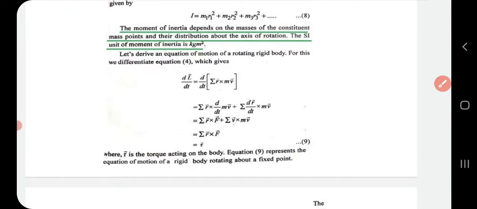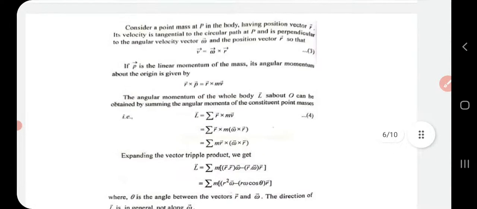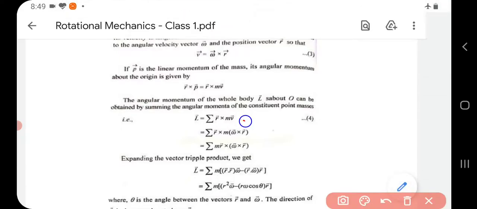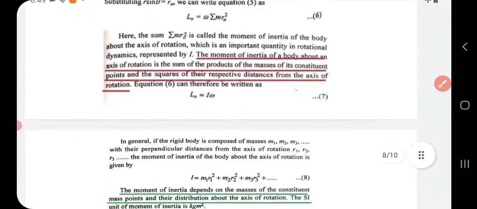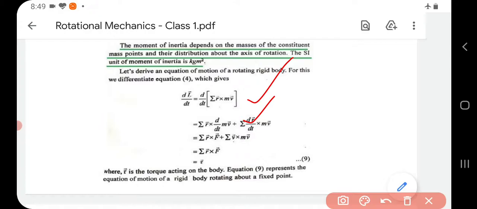Now we are going to derive the equation of motion of a rotating rigid body. For this, first we have to differentiate equation 4. What was equation 4? L is equal to sigma r cross mv, right? So take the differential on the LHS and RHS of equation 4. So it will be dL by dt is equal to d by dt of sigma r cross mv.